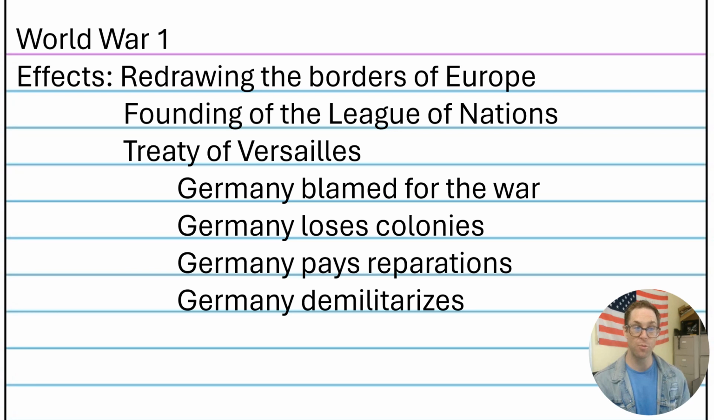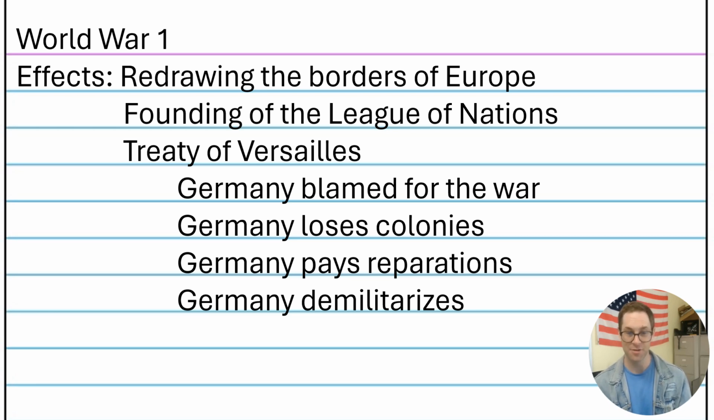Now, after World War I happens, we have these effects. The effects are that Europe had to have their borders redrawn so that the winners could win the most and the losers would be punished. There was an attempt to find a peacekeeping group called the League of Nations. We know the United States did not join. And of course, the worst treaty in all of history, the Treaty of Versailles.